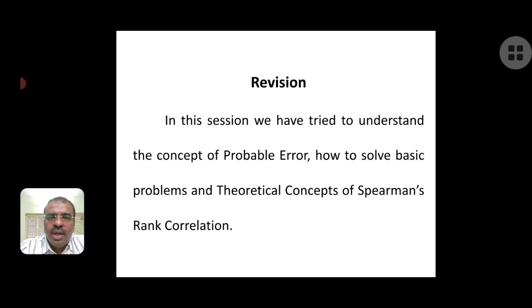So that's all for today's session, dear students. Let's have a small recap. We have tried to understand the concept of what is probable error, why do we calculate it, how do we calculate it. We have tried to solve two problems in this video session, and we have got an insight as to what is Spearman's rank correlation, what are its features, and when are we going to use Spearman's rank correlation coefficient. So I hope you all have understood this particular concept.